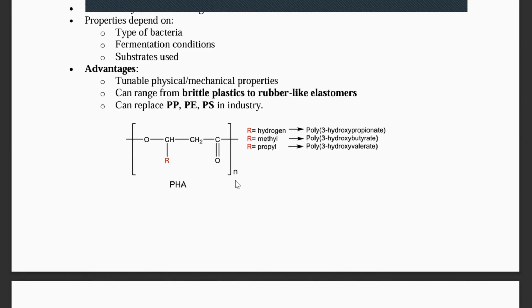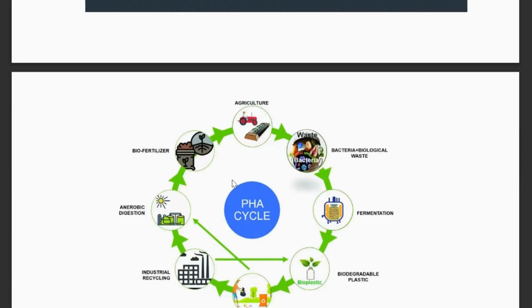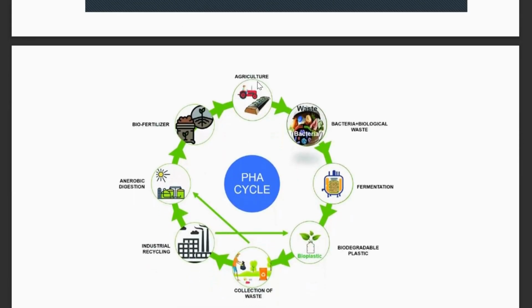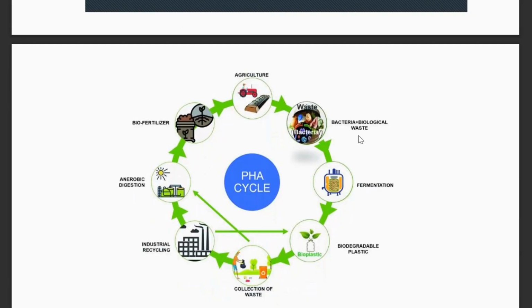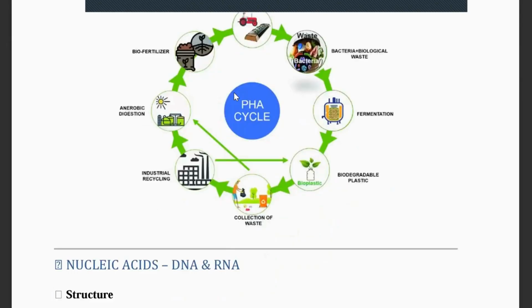This is the structure of the PHA. PHA life cycle: from agriculture we get the bacteria or the biological waste, that we do fermentation, that gets to the biodegradable plastic. After it is used we collect the plastic. Either it will go to industrial recycling or directly we do the anaerobic digestion, and with the biofertilizers we again put it into the agriculture field.